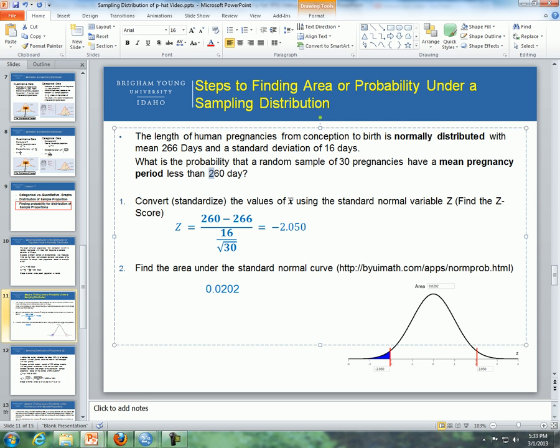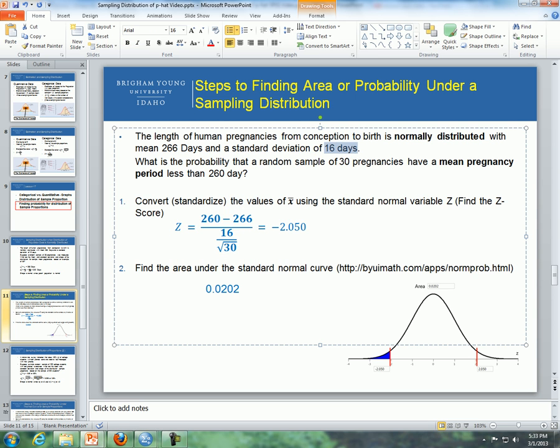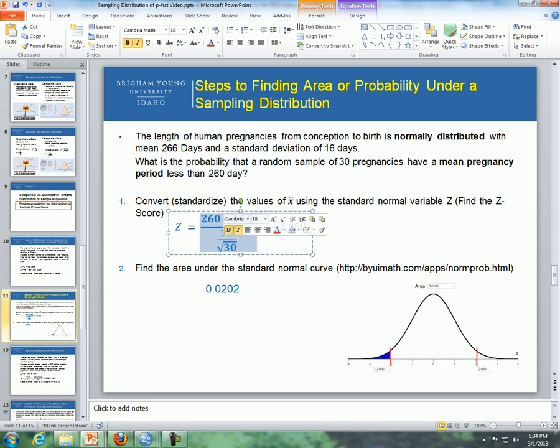So we need to get the z-score for 260 days, which is right down here. So we take the 260 minus the population mean, which is 266 days, which is the mean of the means, divided by the standard deviation of the distribution of sample means, which is 16 divided by the square root of 30, and that's all down here, and we get a z-score of negative 2.050.